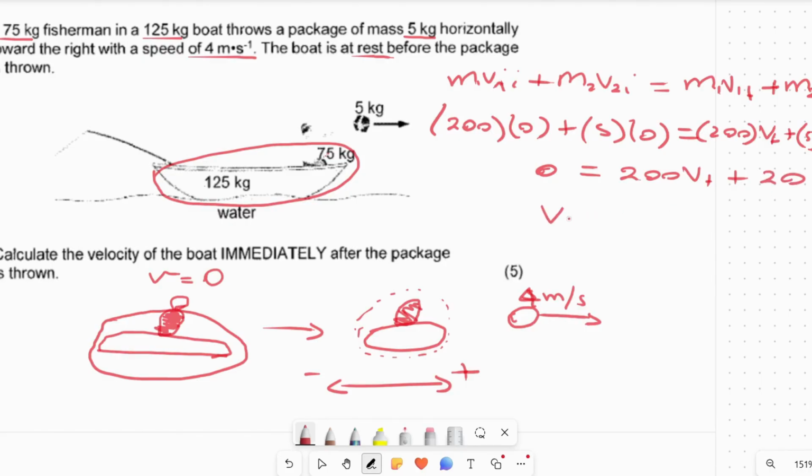Then VF is going to be negative 20 over 200. That means my VF is negative 20 divided by 200. I'm using my calculator here. The answer is negative 0.1 meters per second, but I can't leave my answer negative, so it's 0.1 meters per second to the left, because negative means to the left.